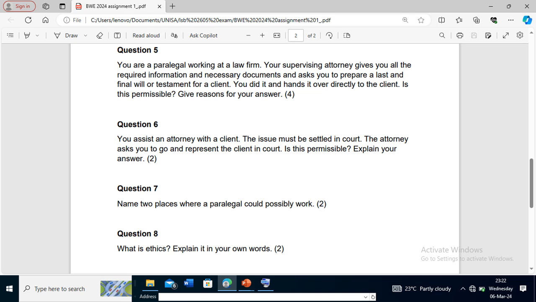And then question 8. What is ethics? Explain it in your own words. So this one, you can either take the definition from the study guide or you can Google it. But I just take the one in the study guide. Right? Go to page 37 in your study guide, then you'll be able to understand what ethics is and explain it. You can read, understand it, paraphrase it, it's up to you.